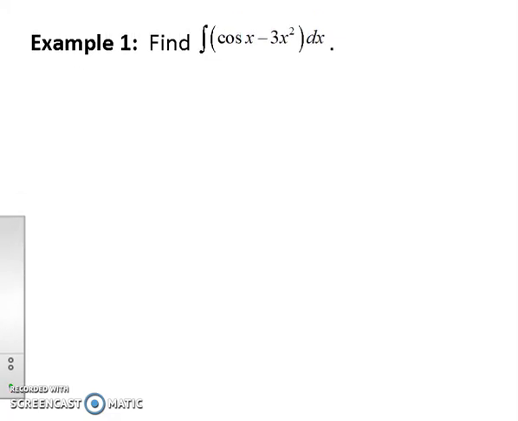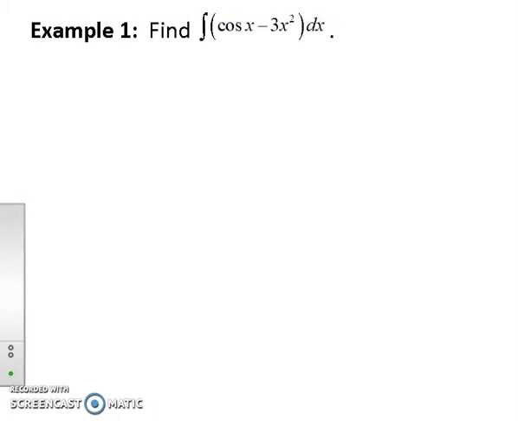So for example, if I have the integral of cosine of x minus 3x squared, I'm going to split this up into the integral of cosine x. Notice I'm putting a dx at the end of both of them because that tells us what variable we're integrating with respect to. So don't be sloppy and leave that off. All right, so we start with cosine of x. Well, cosine is the derivative of sine, so this is going to integrate back to sine of x.